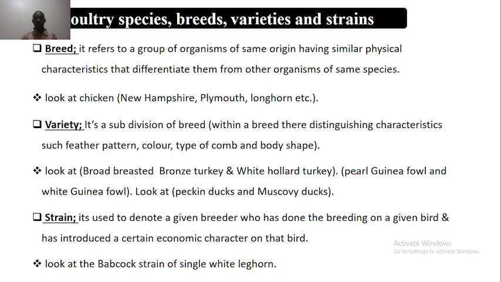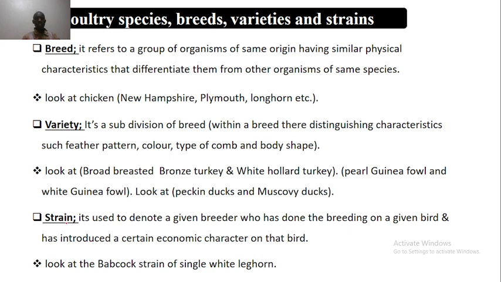We have the Guinea. In Guinea, we have the Pearl Guinea. Then we have the Guinea fowls. The origin of these Guinea fowls is Guinea, in West Africa. Then the origin of turkeys is North America.